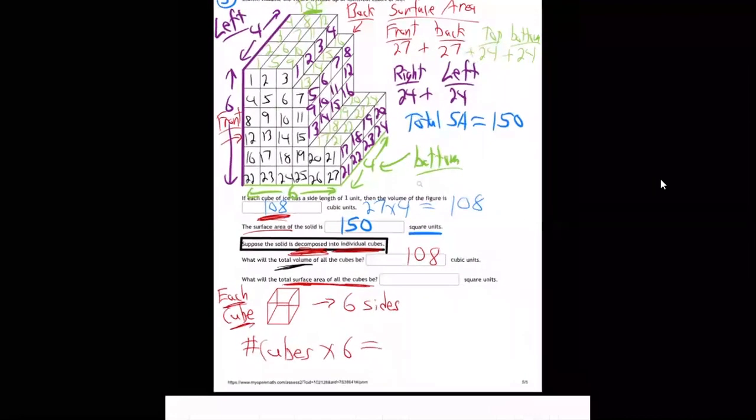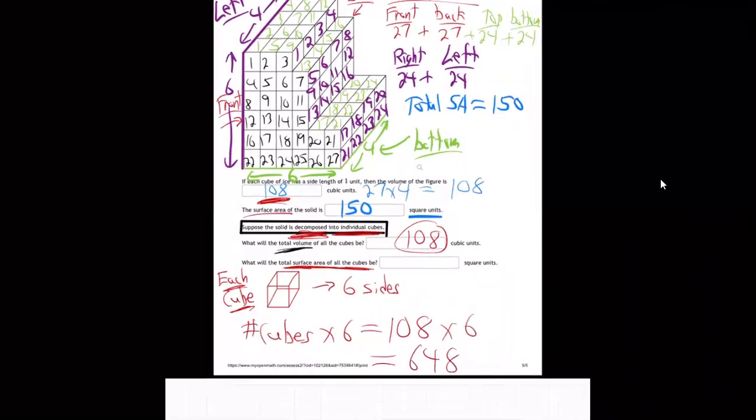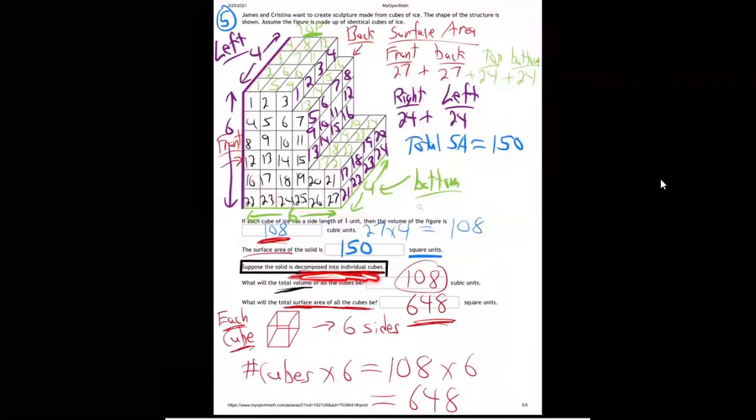Does that make sense? If you're going to break it all apart and you want to know how many surfaces, well, every cube has 6 squares around it, 6 sides. So you just got to take the total number of cubes and multiply by 6. What's the total number of cubes? Well, that's the 108. 108 is how many cubes, right? It was 27 on the front layer times 4 times 6. There's 108 total cubes. Multiply by 6 surfaces, 6 sides on each cube. 648.